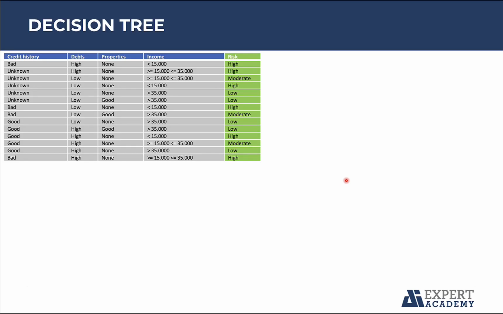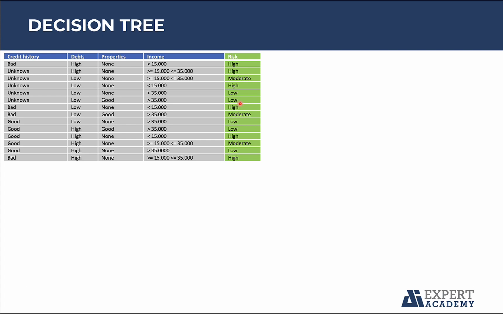Hello and welcome to this lecture where you are going to understand a brief introduction to another machine learning algorithm, which is decision tree. We are going to consider the same data sets. There are some features of the customers: credit history, debts, properties, and income. The goal is to predict the risk to give a loan to a customer: high, moderate, and low.